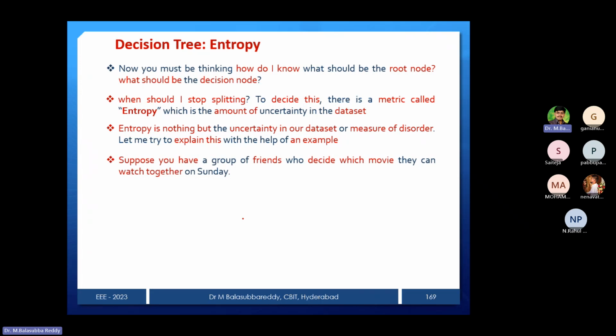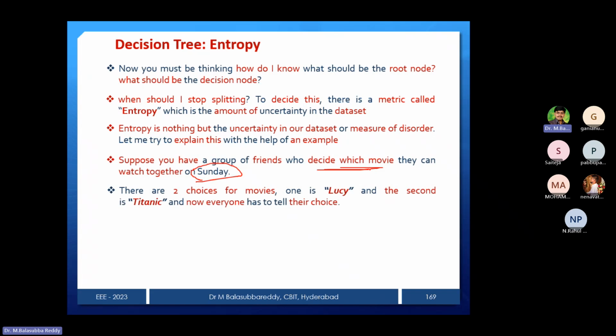Suppose a group of friends decide to go to a movie that they can watch together on Sunday. That is their goal. They have to decide, and there are two choices. They are considering two movies, but which movie do the friends want to see? That is the only question here. One movie is named Lucky, and another is maybe Titanic. Anything, so two movies are there.